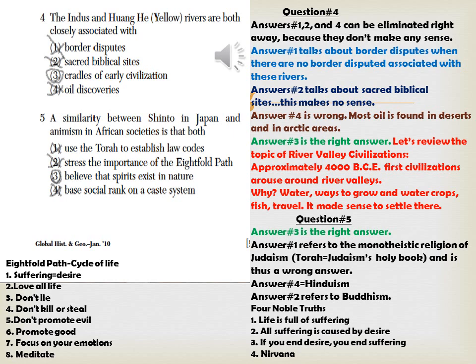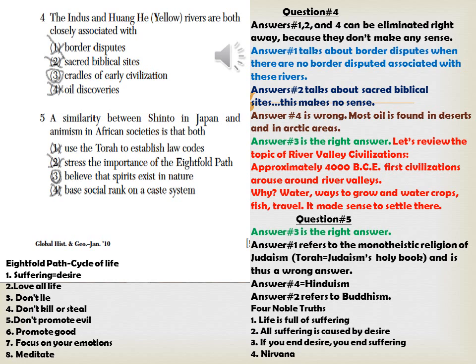So that's why answer number 3 is the right answer. Let's review the topic of river valley civilizations. Approximately 4,000 BCE, the first civilizations arose around river valleys. Why? Water, ways to grow crops, and you got fish. You could travel on boats, small boats. It made sense to settle there. So that's why number 3 is the right answer.